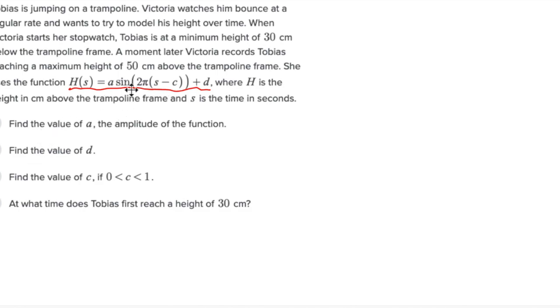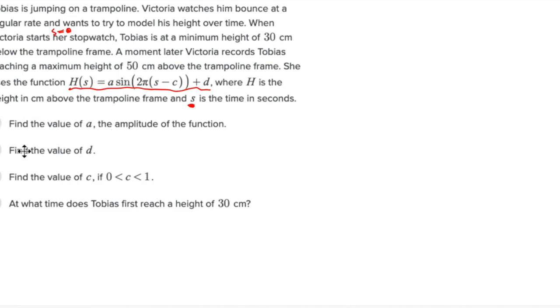So let's say by our equation here, we have A, S, C, and D. Now A is our amplitude, C is going to be our shift, and D is our midline. Then it says S is time. So here is where S is going to equal 0. That's just something to notice. We're going to need that later, I'm sure.